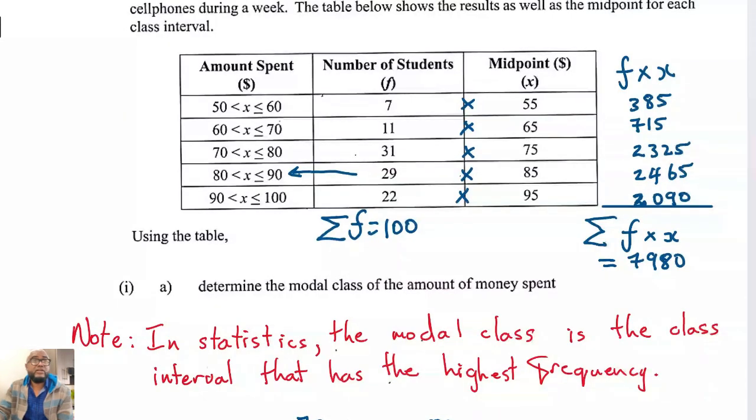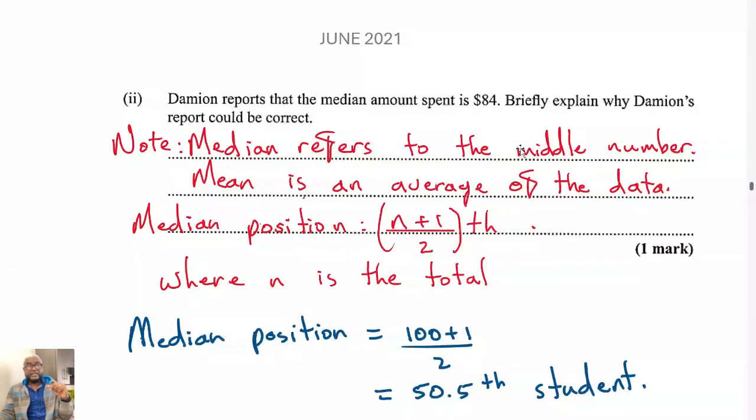So it's like this is the first 49 students. Up to the 49th student getting this set of money. That's the best way to look at it. But we're looking for the 50.5 student, which is going to be in the next class interval between 80 and 90. So Damien is correct.